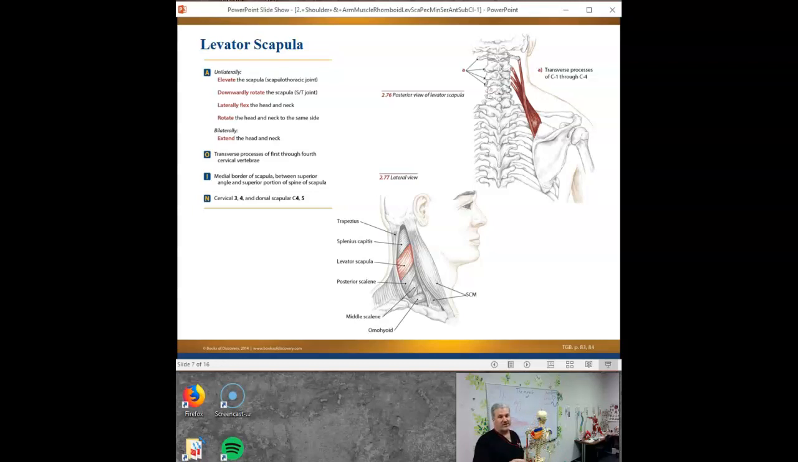Let's talk about this muscle. The reason I picked it next is because it too inserts into the medial border of the scapula. So we have the teres major here, teres minor, and now the last part, kind of between the upper spine of the scapula and the superior angle of the scapula, is levator scapula.